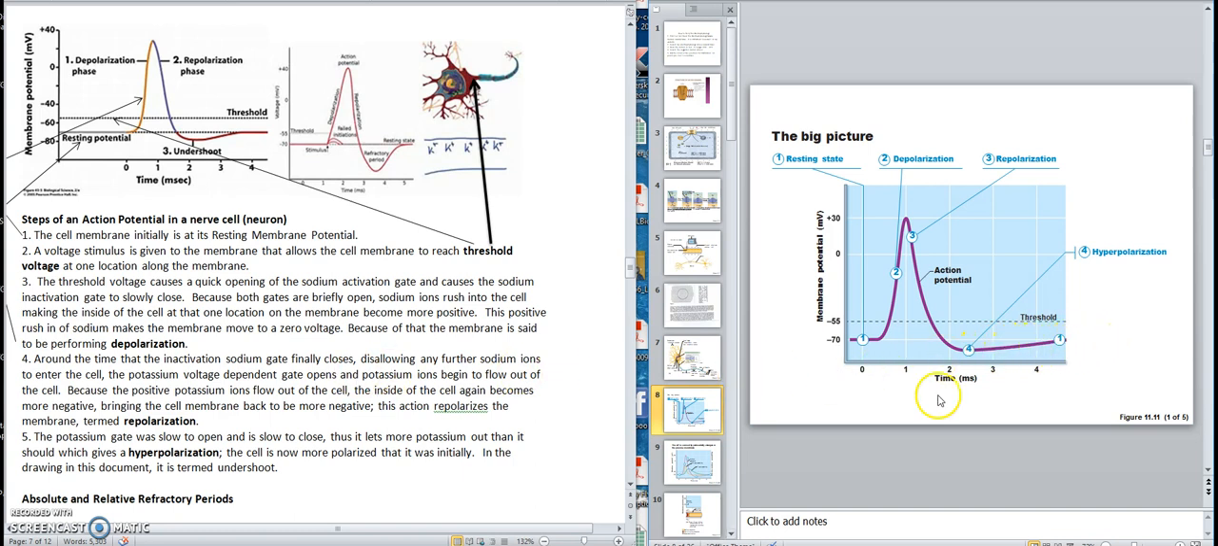Then I need to get back to resting membrane potential. How do we do that? We go back to what established it: the large molecular anions and the sodium-potassium pump. So what gets us back to RMP are the large molecular anions and the sodium-potassium pump, which we talked about earlier. We'll close here.